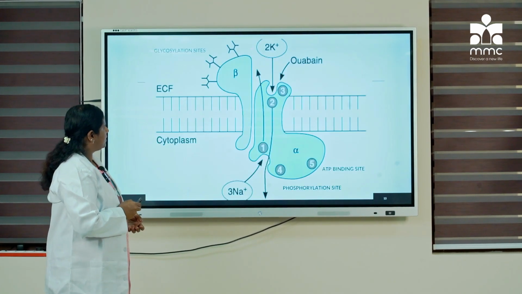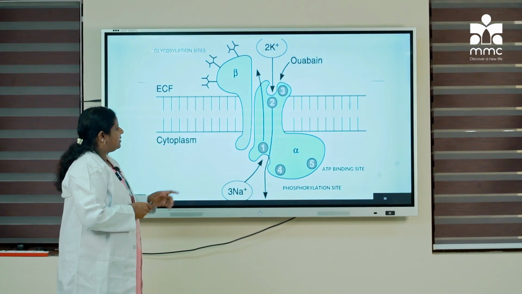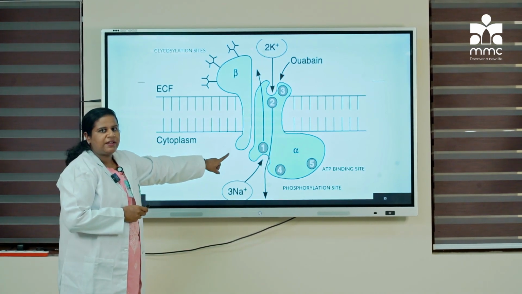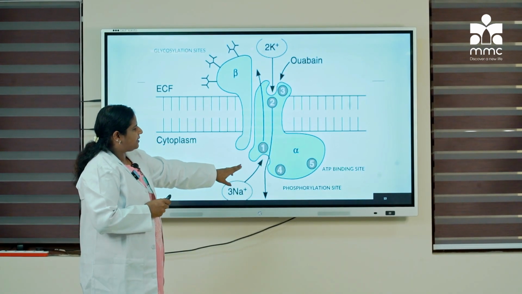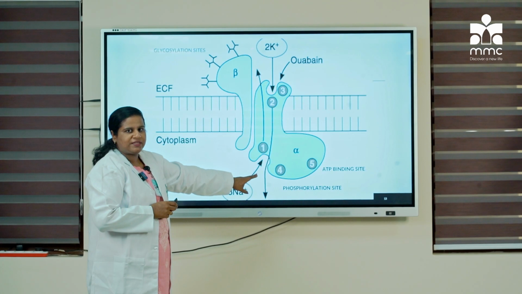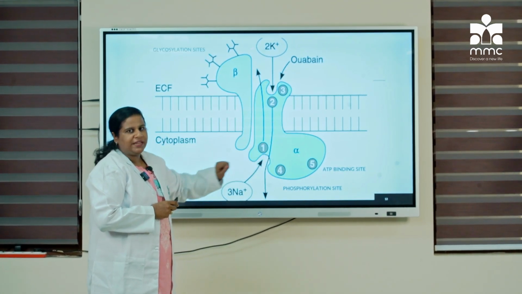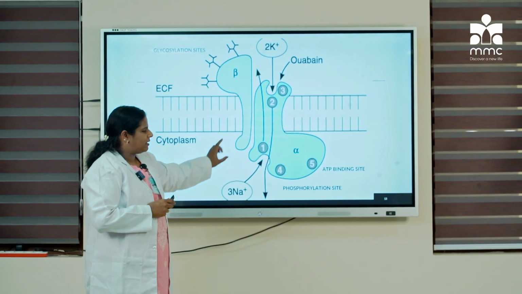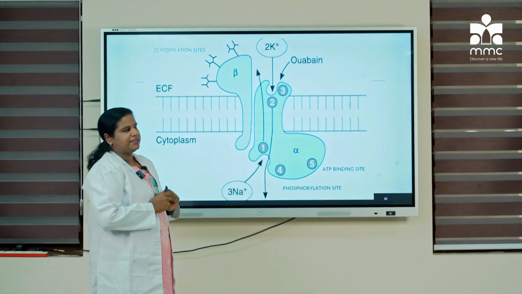So let's see what those are. On the intracellular side, you have site 1, which is the site for binding sodium ions. Then you have site 4, which is the phosphorylation site, and site 5, which is the site for binding of ATP. The three sites: sodium binding site, phosphorylation site, and ATP binding site.